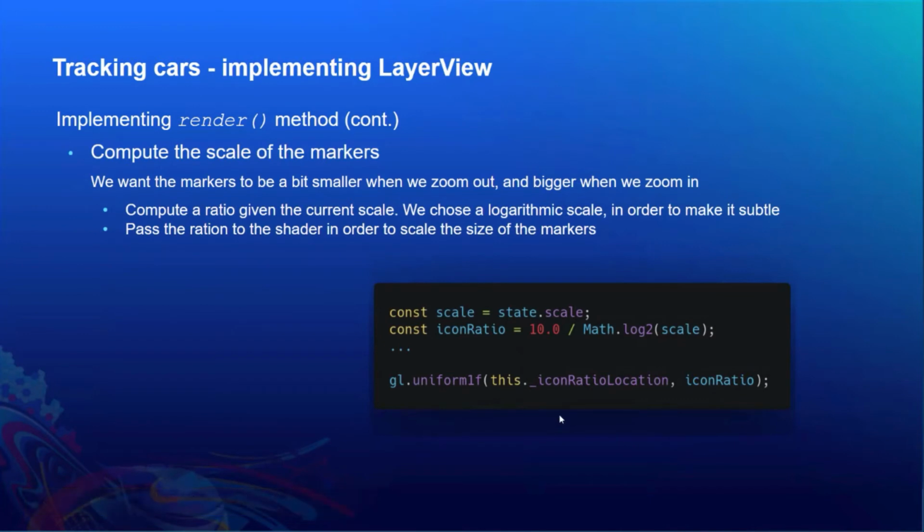Of course, I mentioned that we're doing some scaling, and it's a very, very light scaling in this particular case. We decided to use a logarithmic method just to make things very subtle, not too bold. But that information goes as a uniform, and this is what you can see: at the time we're drawing, we're simply passing this information onto the shader.